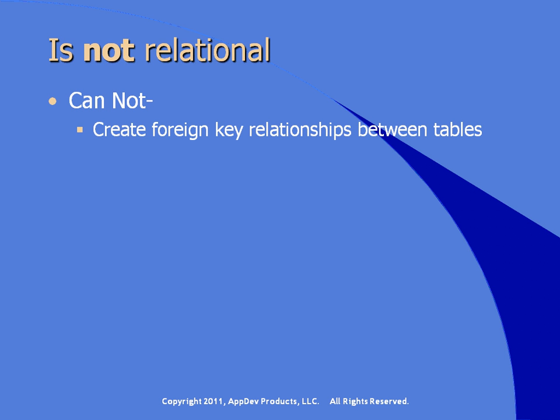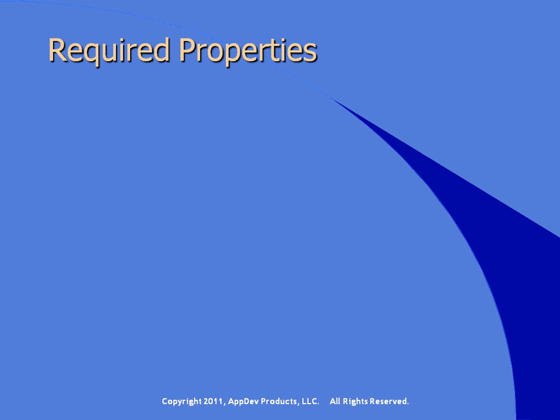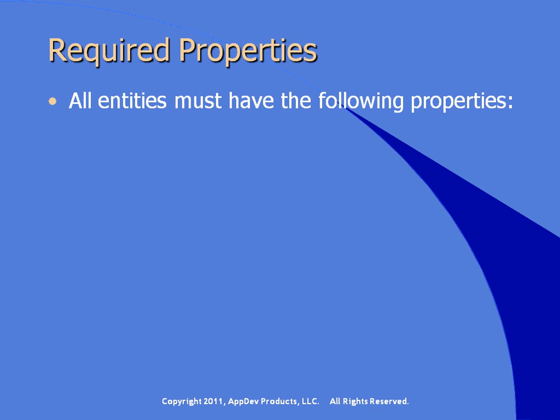You cannot create foreign key relationships between the tables. You cannot perform server-side joins between the tables. You can't create custom indexes on the tables, and you can't do things like select count from a table, for example. When creating an Azure Storage table, the table must include several properties. It must include a timestamp, a partition key, and a row key property. These three properties must be included on any Windows Azure Storage table.